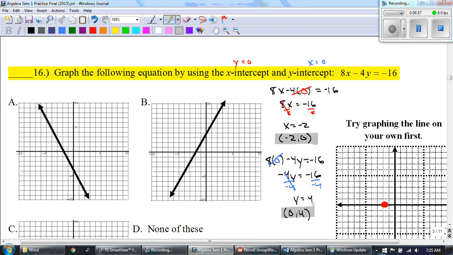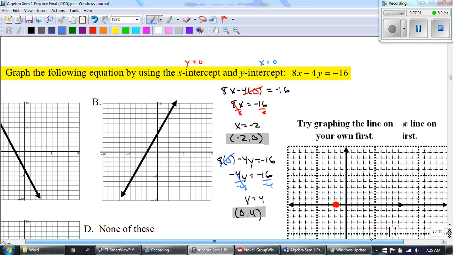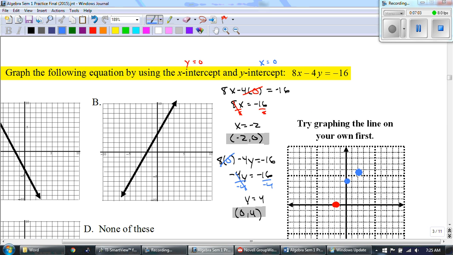Okay? So 0, 4 is right there. And then we're going to connect those.